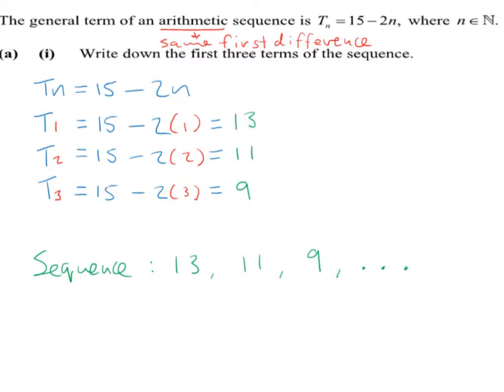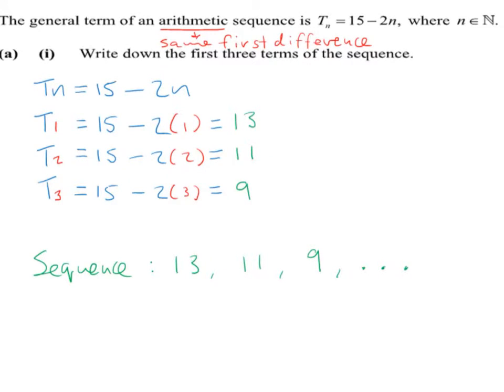First of all, it's important to note that arithmetic or linear means that the sequence will have the same first difference. So the first difference is going to be constant. The difference between each term will be the same number. In order to find the first three terms, we take the formula Tn equals 15 minus 2n, and for the first term, T1, we swap that n for 1 with brackets around it. 15 minus 2 times 1 is 15 minus 2, which is 13.